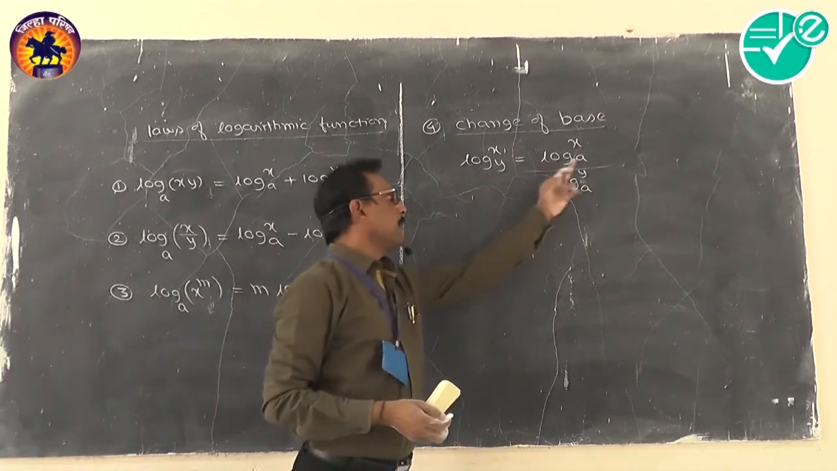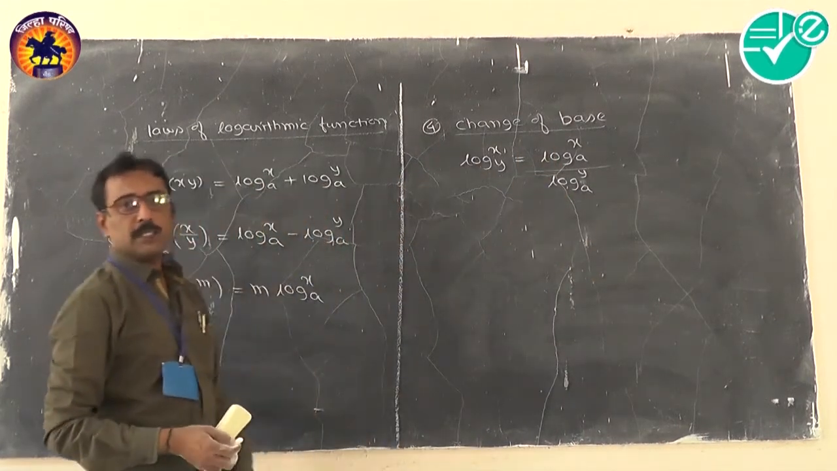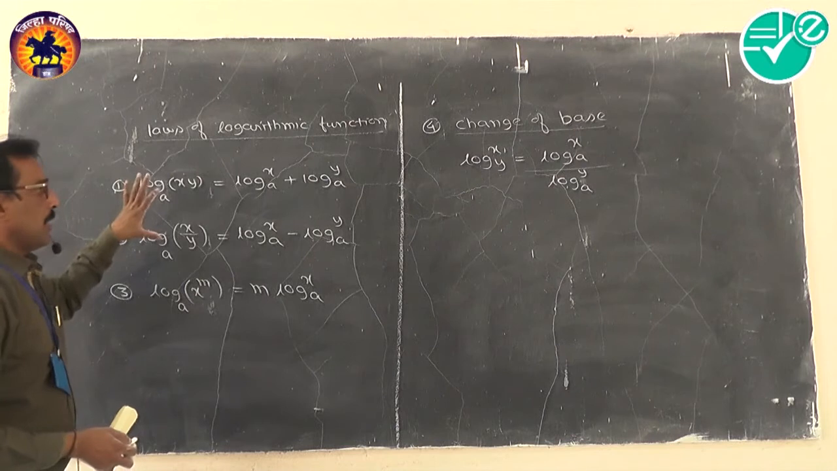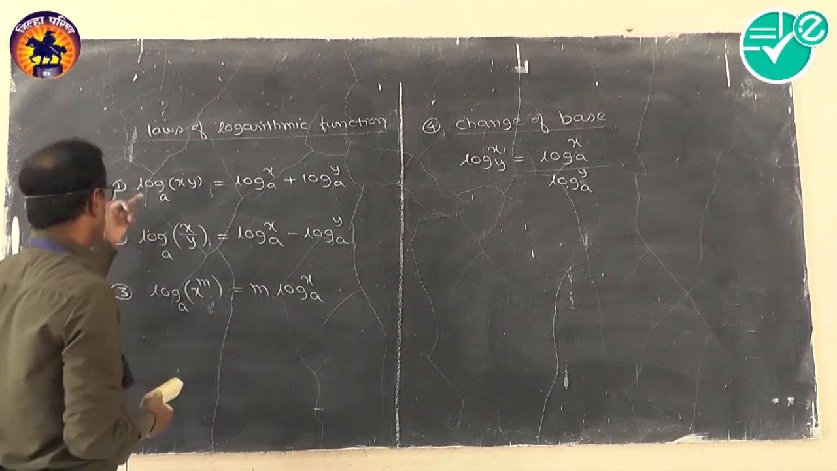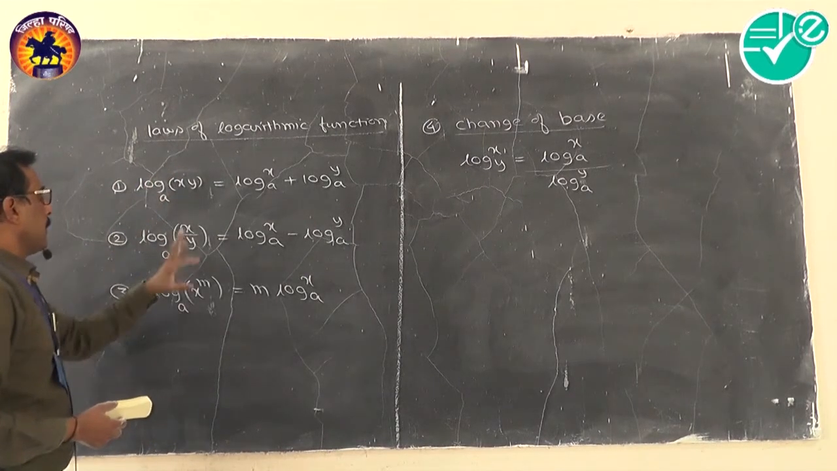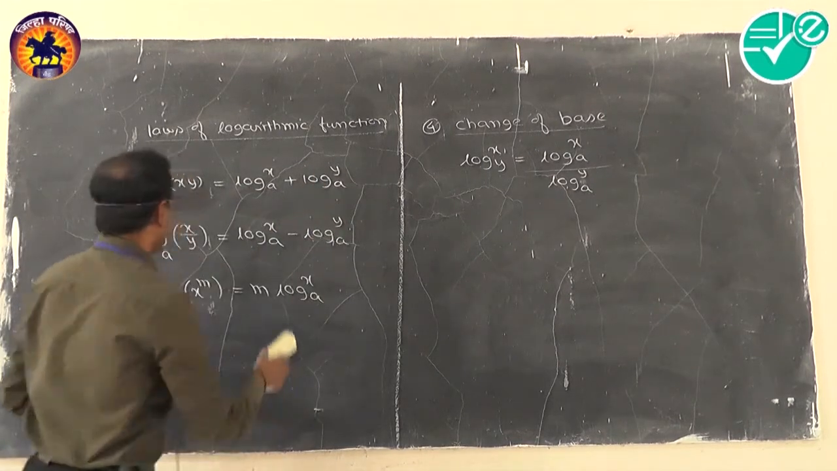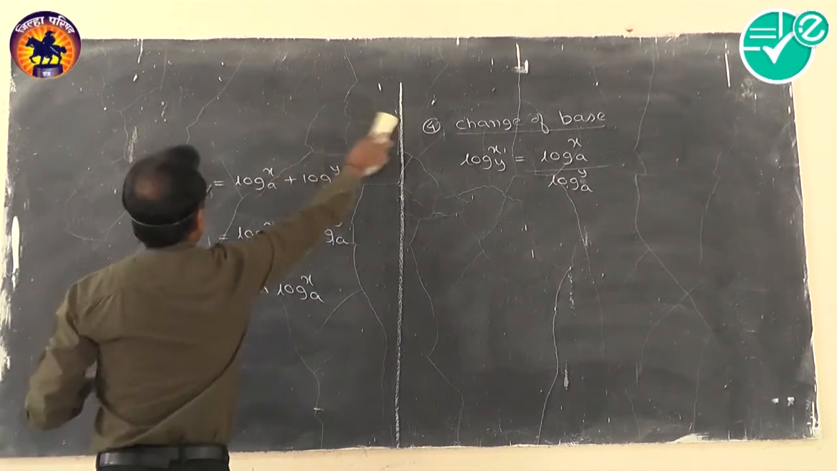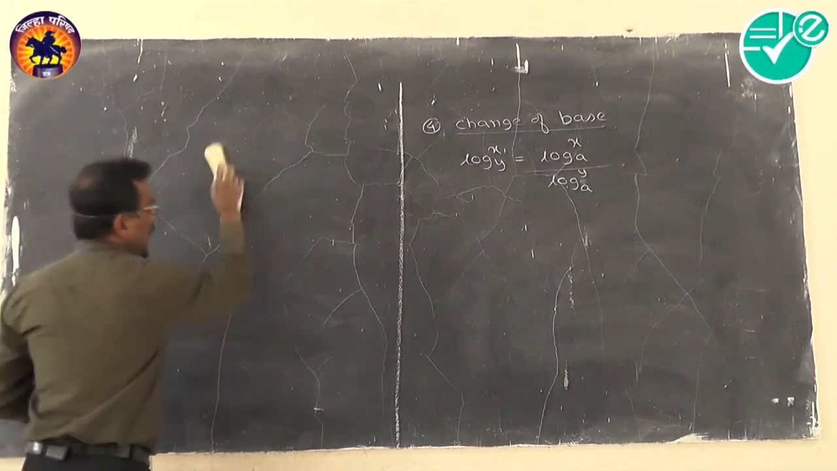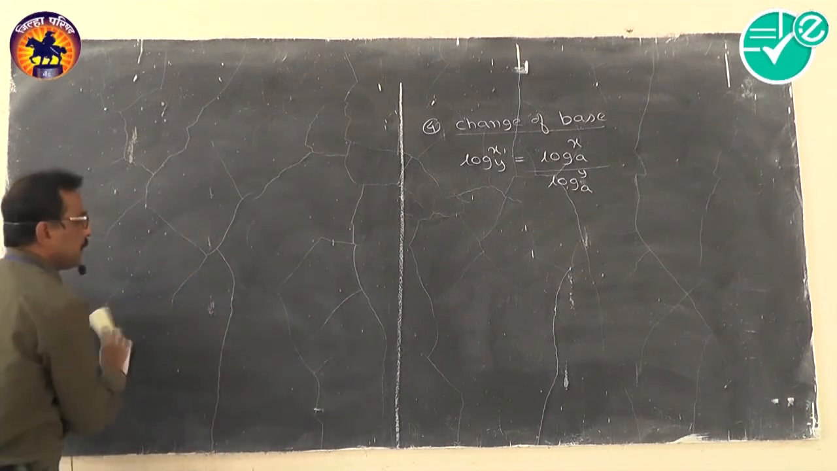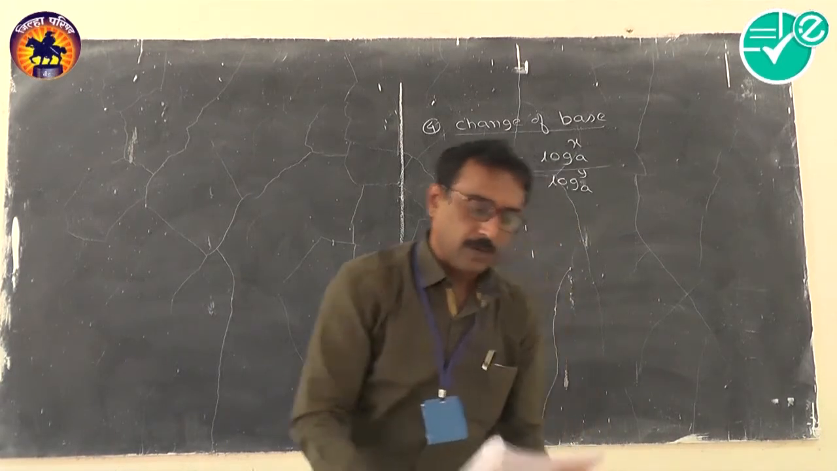Here the base is y but this base is a, means the base is changed, and that's why it is called change of base. We can solve problems on logarithmic function with the help of these four laws: logarithm of product, logarithm of quotient, logarithm of power, and change of base. Now we solve a few problems from your book, and in the next lecture we will take the next article from function, and then it is the completion of the chapter function.